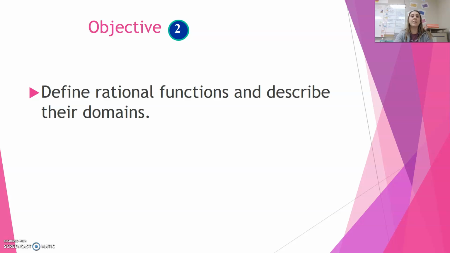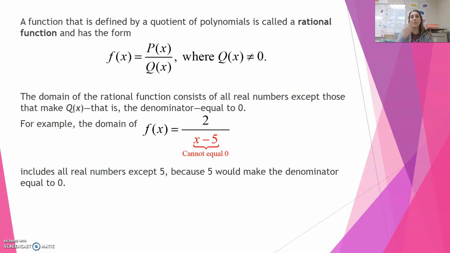So we are going to define rational expressions and rational functions that describe their domains. A function defined by a quotient of polynomials is called a rational function, and it has the form f of x is equal to a function over another function, where the function in the denominator cannot equal 0.